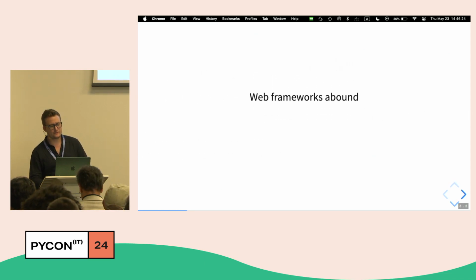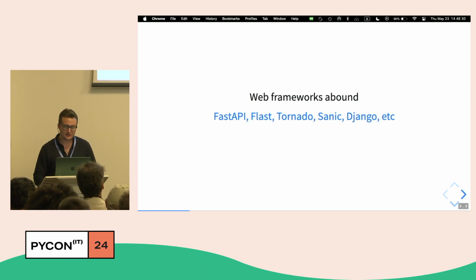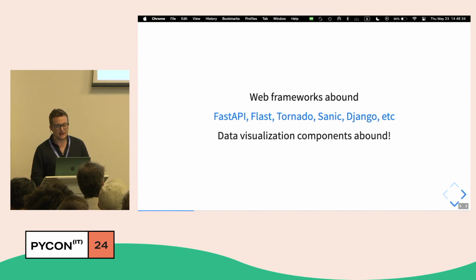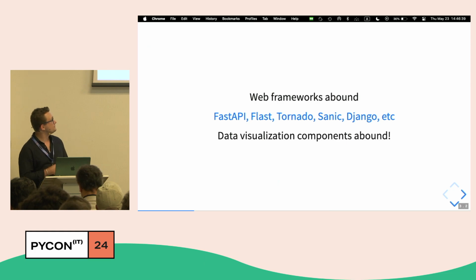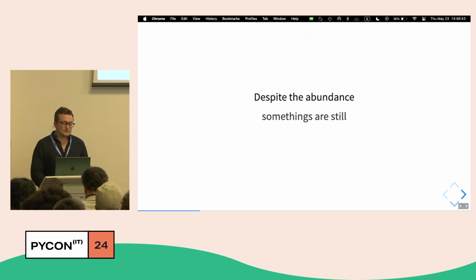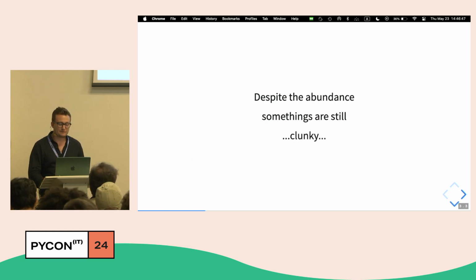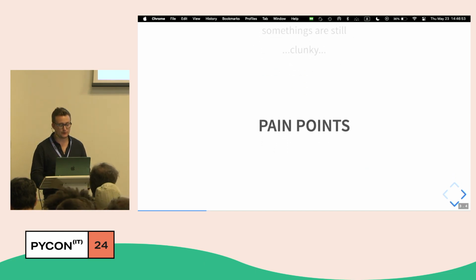So the background here is, we're all Pythonistas. We have access to a huge number of web frameworks. I listed a very small subset of them here. And obviously, whether or not you're in Python or using JavaScript, for example, you have a ton of data visualization components. But despite all of this abundance, and I'm not trying to speak ill of any libraries, some stuff is still pretty clunky, pretty difficult to do, even with some more advanced of these libraries or components.